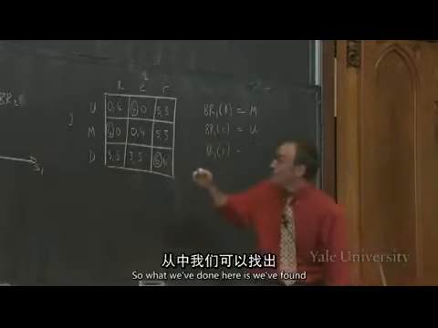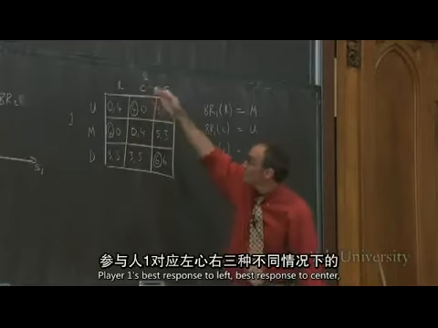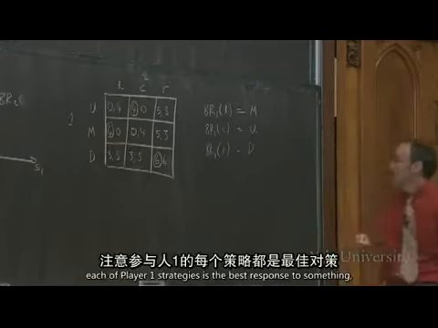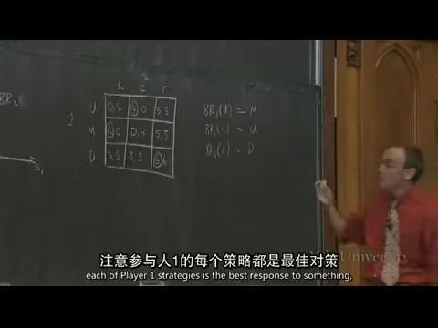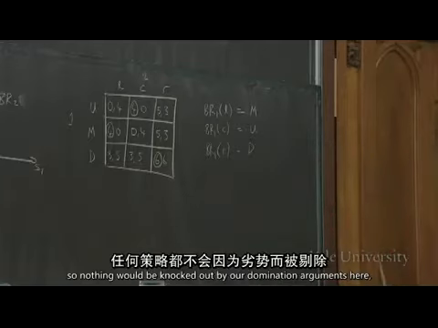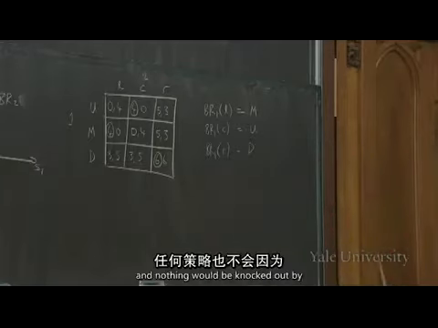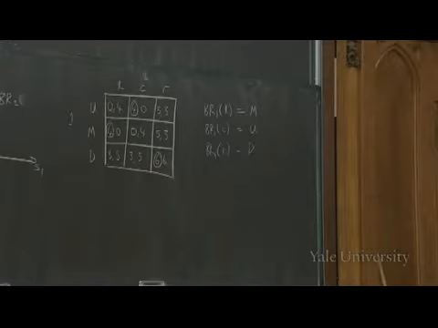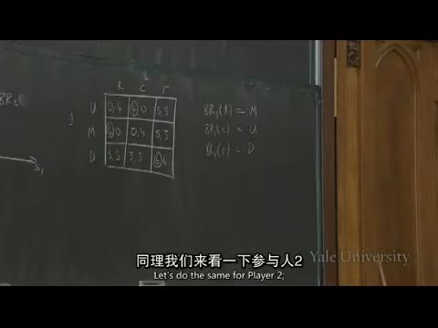So what we've done here is we found player 1's best response to left, best response to center, and best response to right. And in passing, notice that each of player 1's strategies is a best response to something. So nothing would be knocked out by our domination arguments here, and nothing would be knocked out by our never a best response arguments here for player 1. Okay? Okay. Let's do the same for player 2.